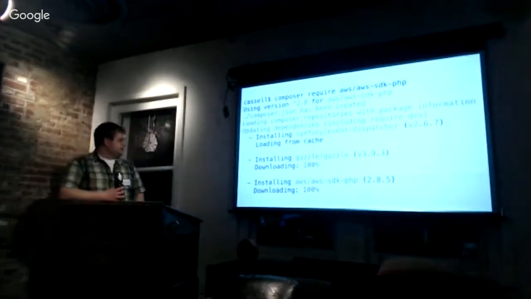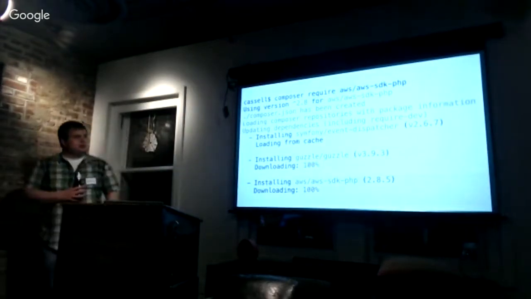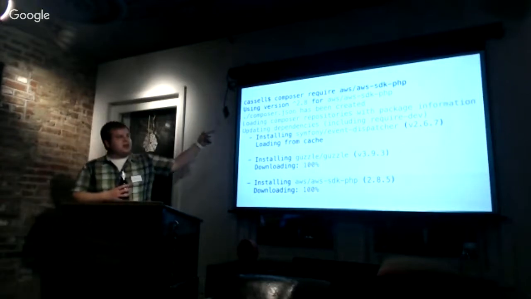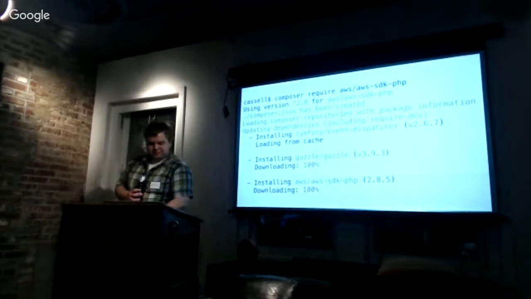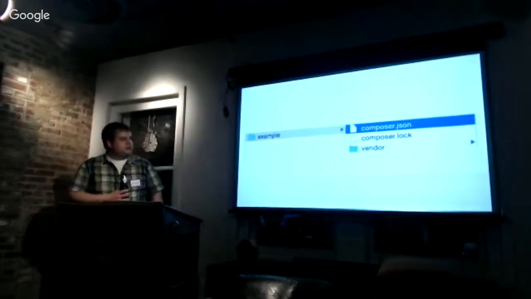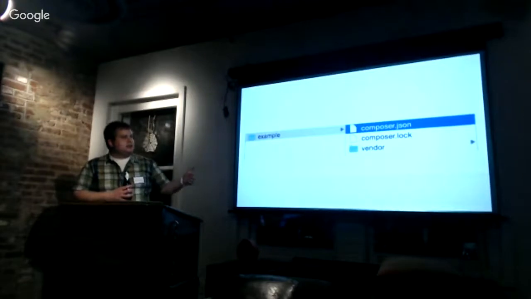It's also going to tell us what dependencies it installed, which in this case were dependencies of the AWS SDK. So it installed all these 3 packages, and probably some more. I probably cut it off. So when it's done with its process there, it will have created composer.json, composer.lock, and then a vendor folder.